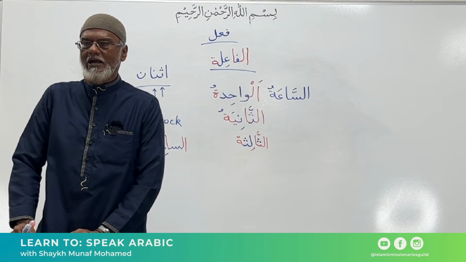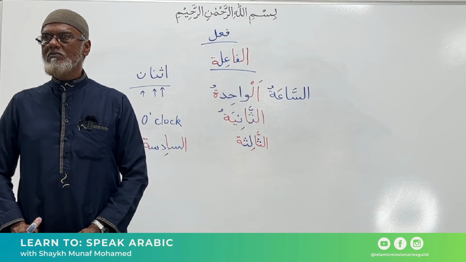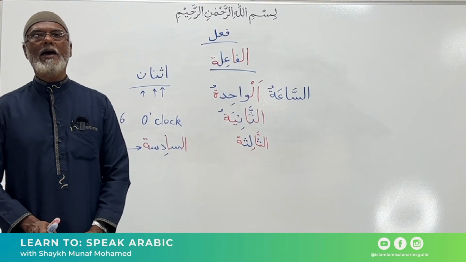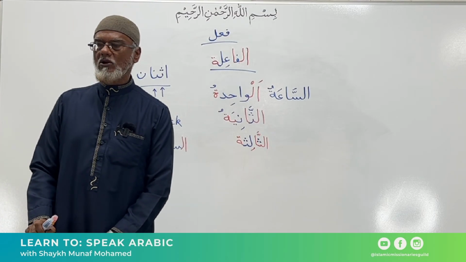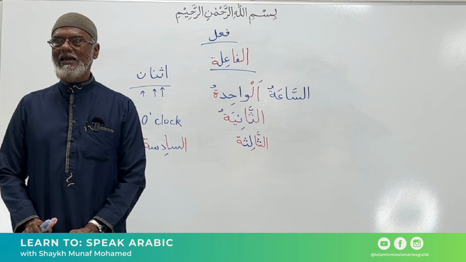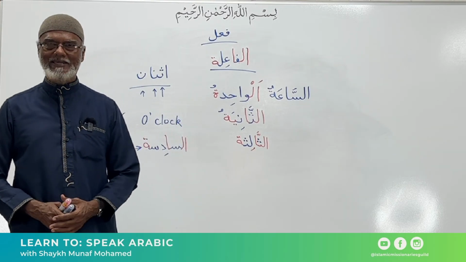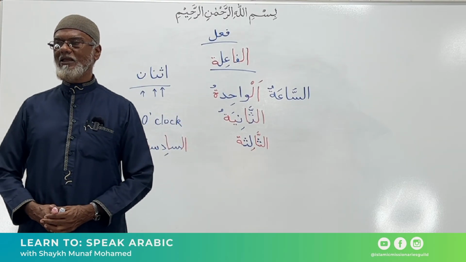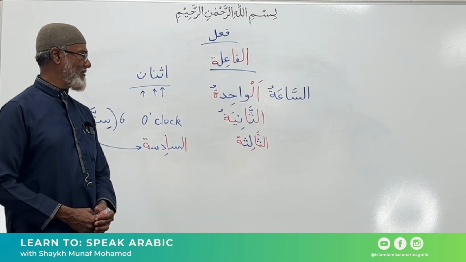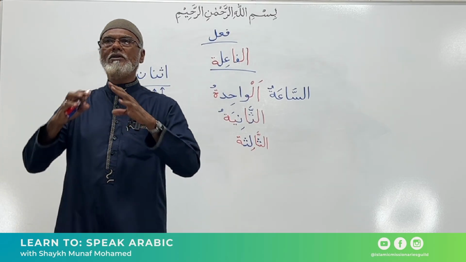And 7 o'clock will be as-sa'atu as-sabi'ah. As-sa'atu as-sabi'ah. And 8 o'clock as-sa'atu as-thamina. As-sa'atu as-thamina. And 9 o'clock as-sa'atu التاسعة. الساعة التاسعة. And 10 o'clock الساعة العاشرة. So it's very easy.